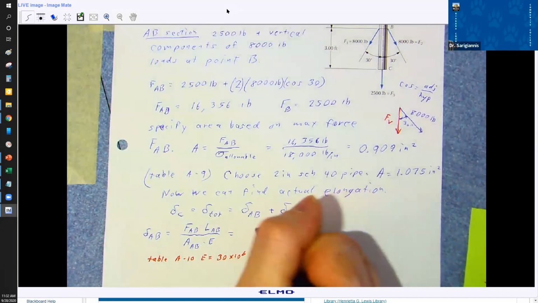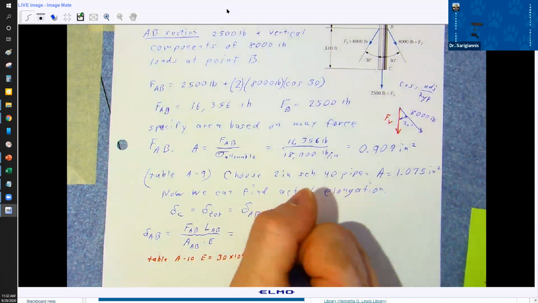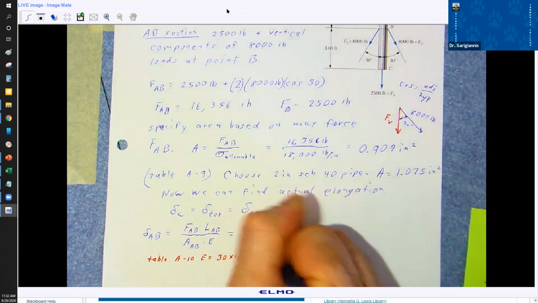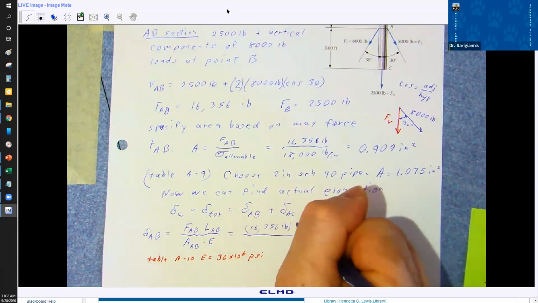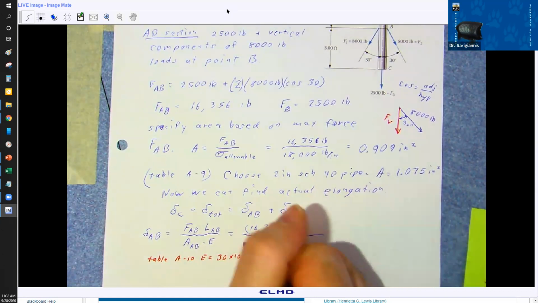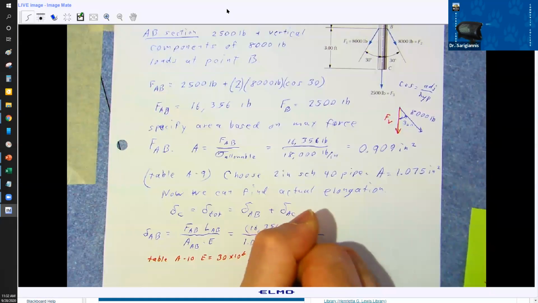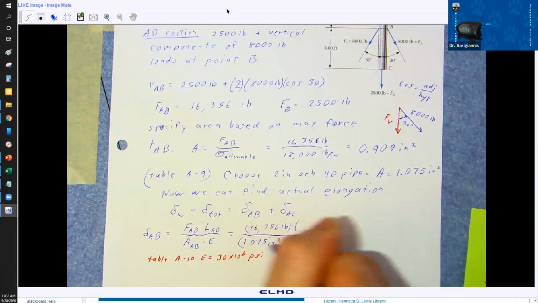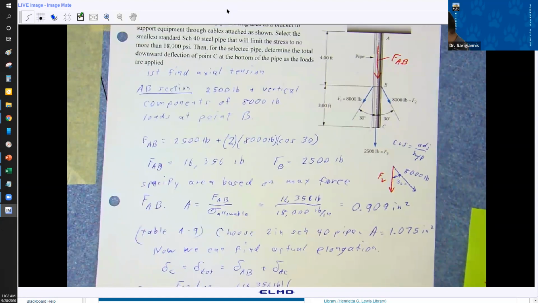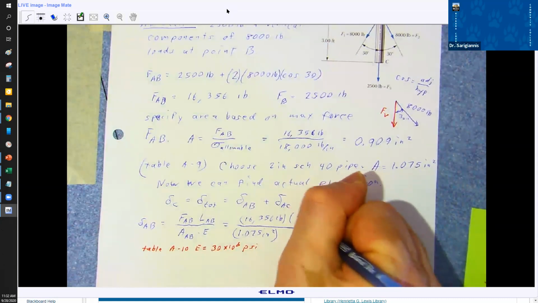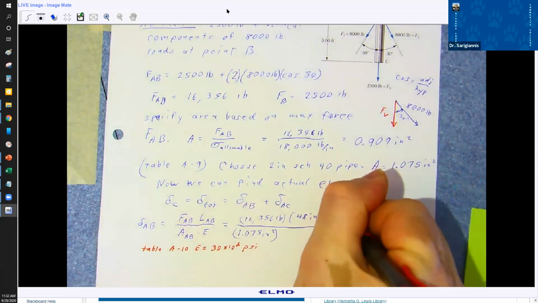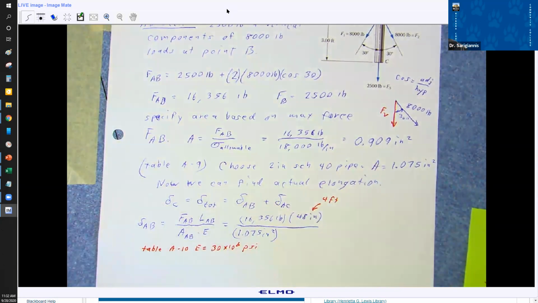All right, so we can fill this table out. We've got 16,356 pounds. Our length, well, let's look at what units we're going to be working in. Our area is in square inches, right? 1.075 inches squared. I'm just going to convert this 4 feet to inches. You guys should be able to see that, right? 4 times 12 is 48 inches. Let me just make a note, 4 feet. I think you guys all know this.